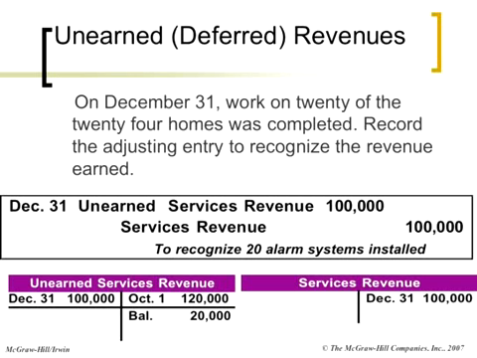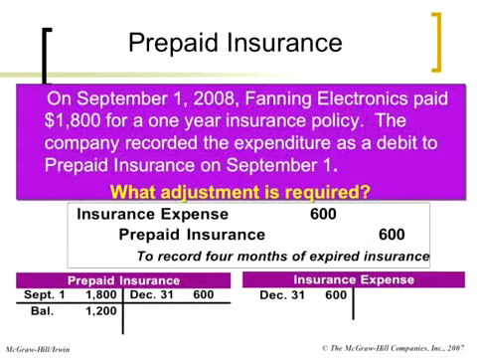Now let's move on to the insurance adjustment. Part 1. On September 1st, 2008, Fanning Electronics paid $1,800 for a one-year insurance policy. When Scott made the payment, it debited prepaid insurance and credited cash. Let's look at the adjusting entry we would make on December 31st, 2008. Part 2. We would debit or increase the insurance expense account for $600.